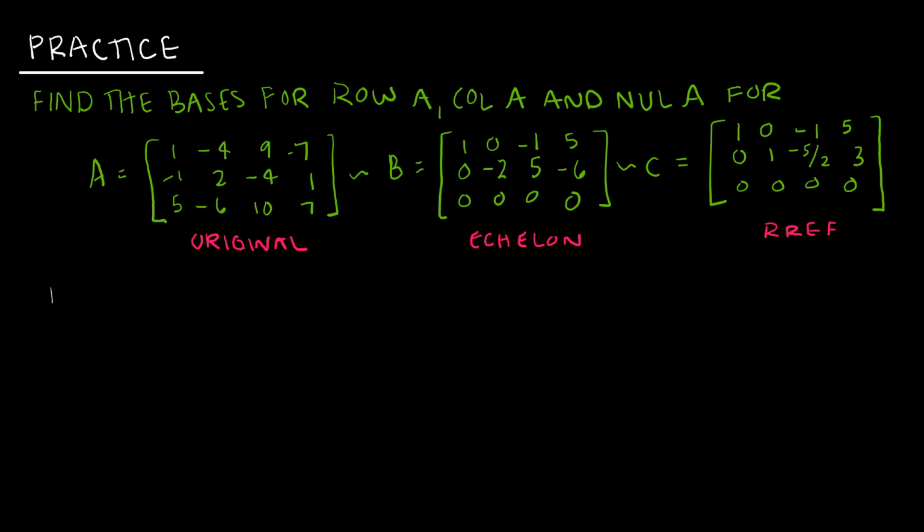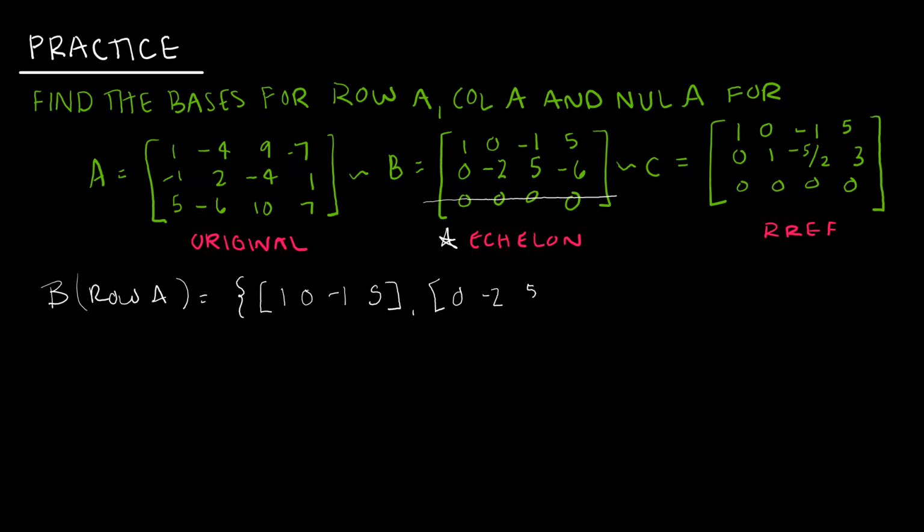So let's start with the basis for the row space of A. The basis for the row space of A, remember, requires us to have our matrix in echelon form, because I need to know if I have any rows of zeros. Because if it's a row of zeros, I can take it out, and my basis is just whatever's left over, which is 1, 0, -1, 5, and 0, -2, 5, -6.